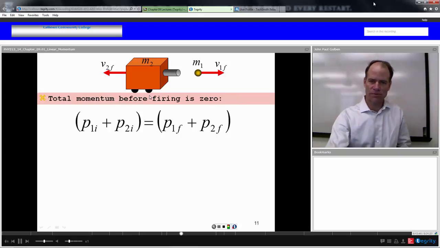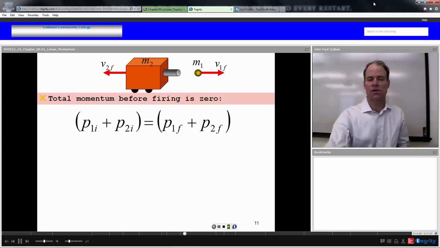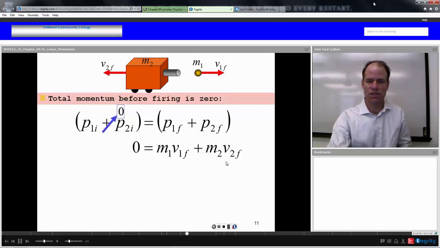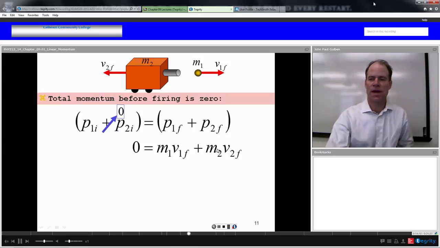Our total momentum before firing should be 0, and our total momentum beforehand should equal our total momentum afterwards. But beforehand, nothing's moving. Everything's inside the pitching machine, and it hasn't shot a baseball yet. So our total momentum of the system is indeed 0. That should equal the momentum of the baseball plus the momentum of the pitching machine. So 0 will equal mass times velocity for the baseball plus mass times velocity 2 final for the pitching machine.